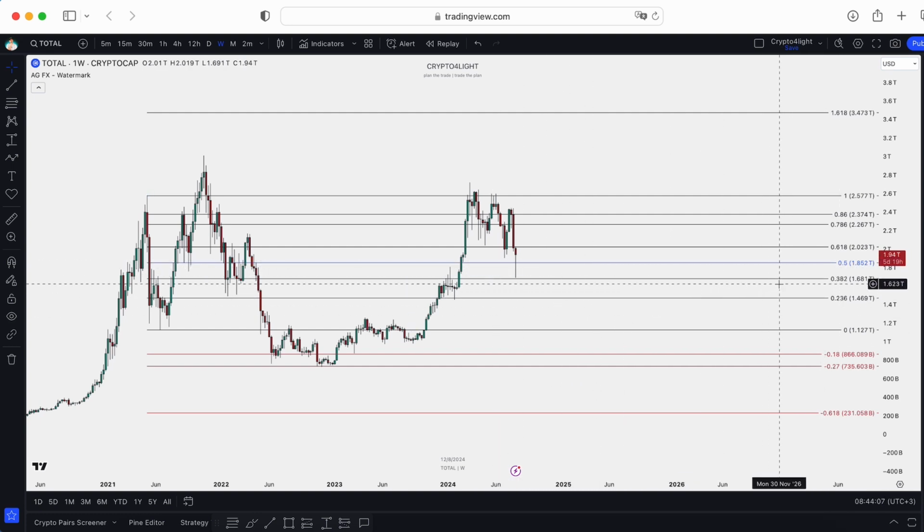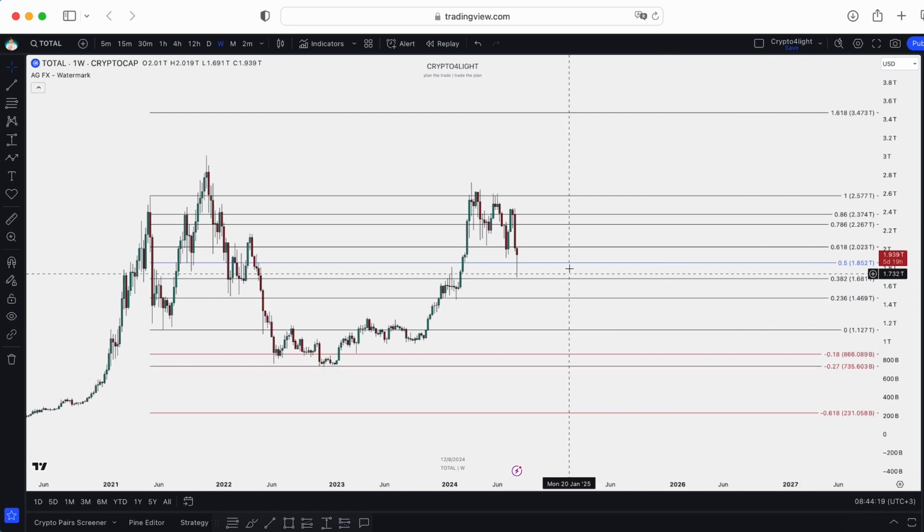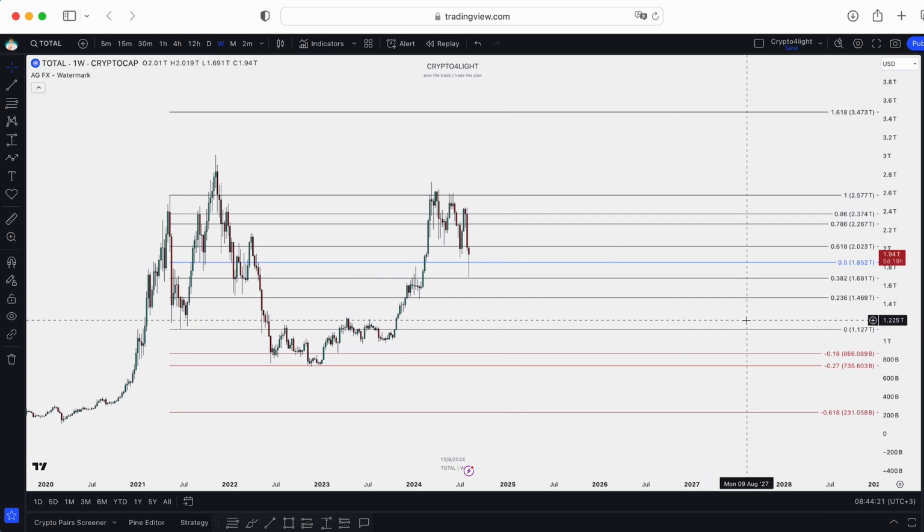Next step is 1.61 to 1.68 trillion and 1.46. I don't think so. We're gonna drop to 1 trillion again, or even lower to 27 block. Maybe in the next few years, yes.